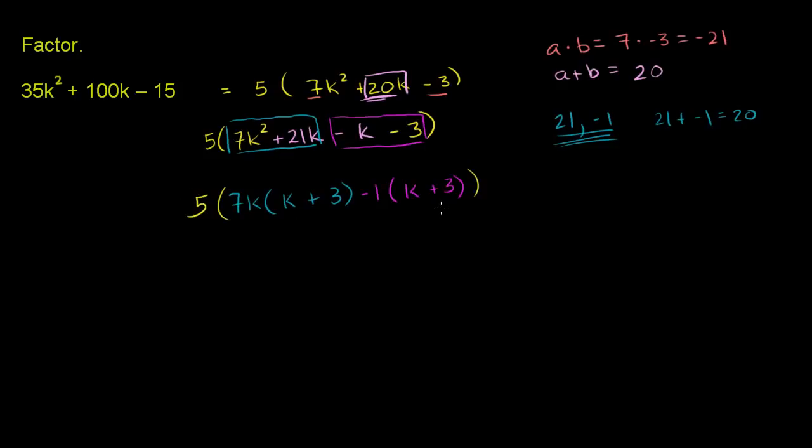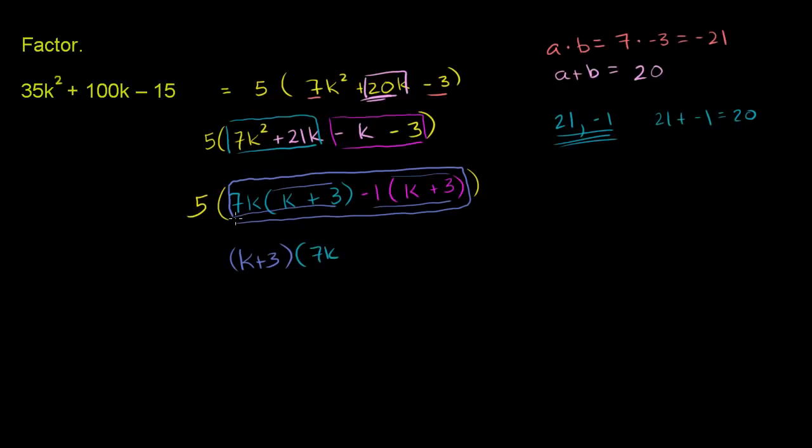Now, ignoring that 5 for a second, you see that both of these inside terms have k plus 3 as a factor. So we can factor that out. So let's ignore this 5 for a second. This inside part right here, the stuff that's inside the parentheses, we can factor k plus 3 out, and it becomes k plus 3 times 7k minus 1.